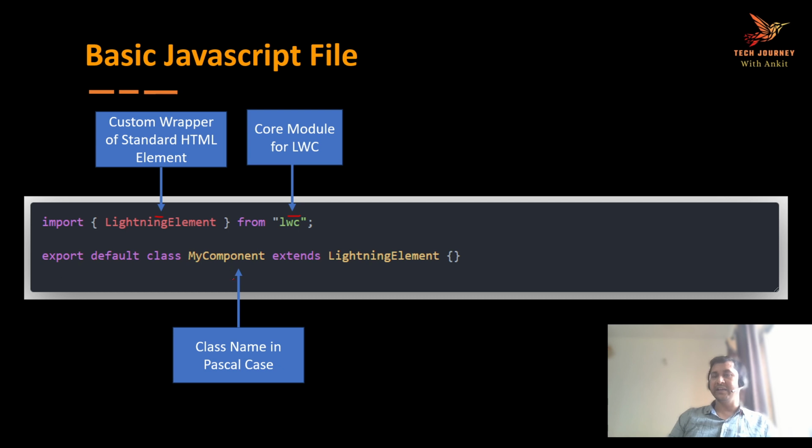Next, in the next line, what we are doing here is extending the lightning element. Whatever lightning element we have imported, we are extending that lightning element here. And for that, we are creating our own custom component here. The custom component that we have created here must be in Pascal case. Okay, so that is about the JavaScript file. Again, a quick revision. We are importing the lightning element here from the LWC module, and this is my component name, which is extending the lightning element here.